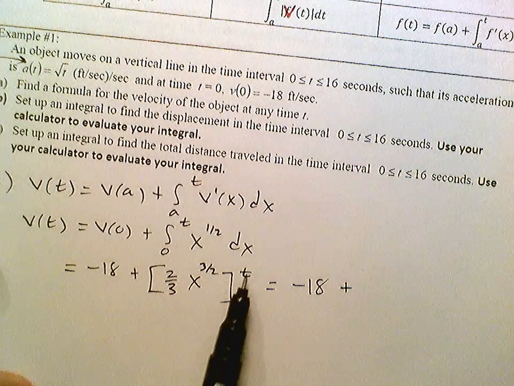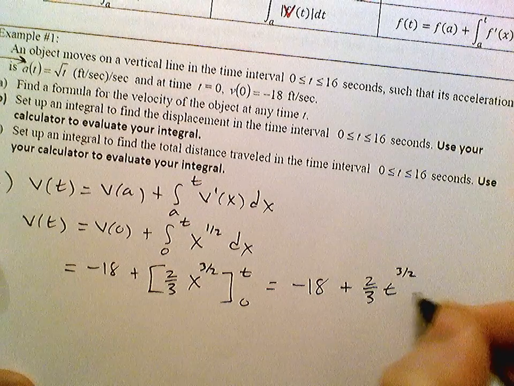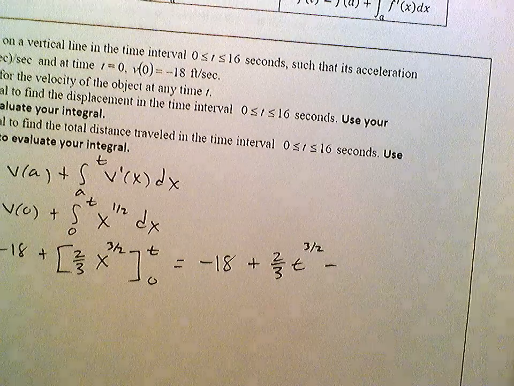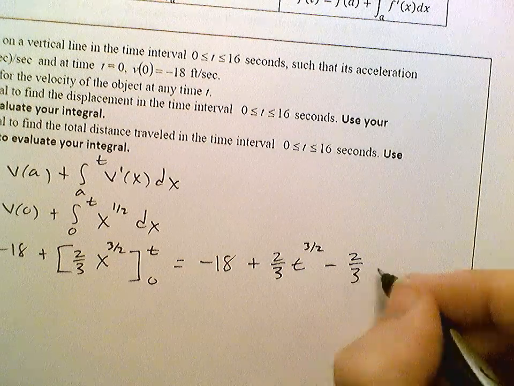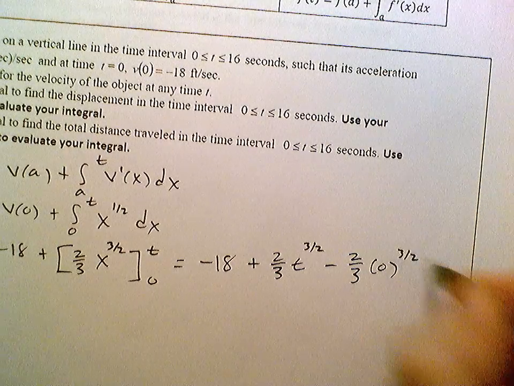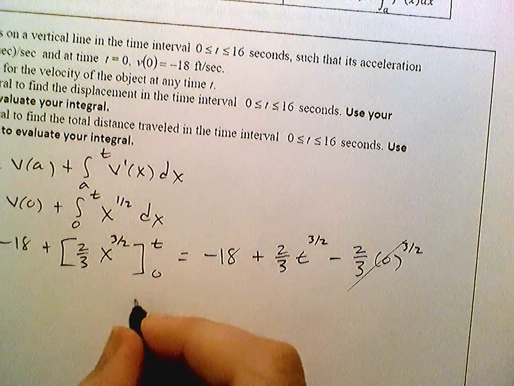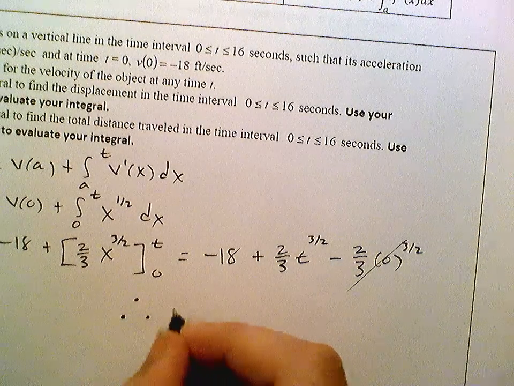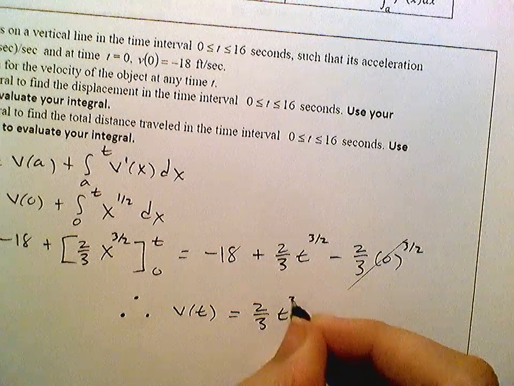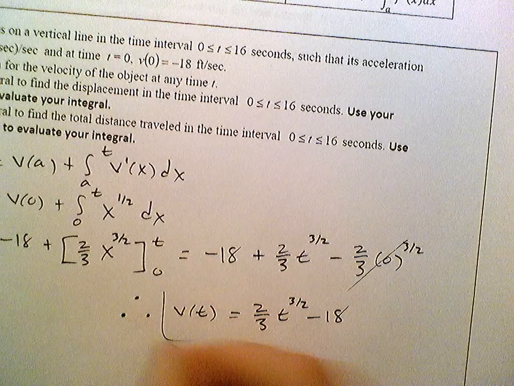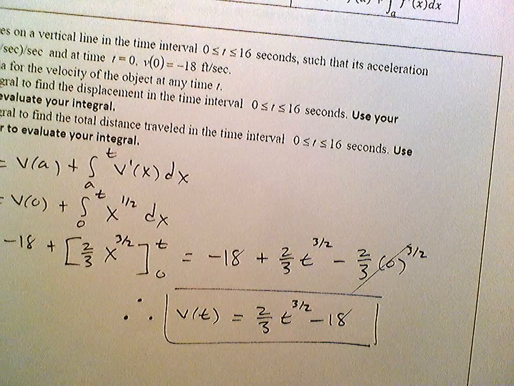Okay, and this is equal to negative 18, I just carried that over, plus the way this notation works is I plug in t, so 2/3 t to the 3/2, and then I subtract what I get after plugging in 0. So 2/3 0 to the 3/2. Okay, so that's just 0. So I'll say therefore v of t equals 2/3 t to the 3/2 minus 18. Okay? All right, so there's that.